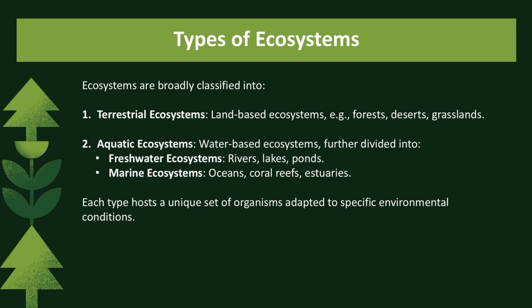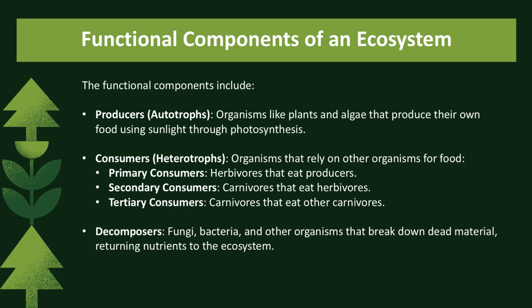Ecosystems are broadly categorized into two main types: terrestrial and aquatic. Terrestrial ecosystems are land-based, including familiar environments like forests, deserts, and grasslands. Aquatic ecosystems are further divided into freshwater ecosystems, like rivers, lakes, and ponds, and marine ecosystems, which include oceans, coral reefs, and estuaries. Each of these ecosystem types hosts unique communities of organisms that have adapted to their specific environmental conditions.